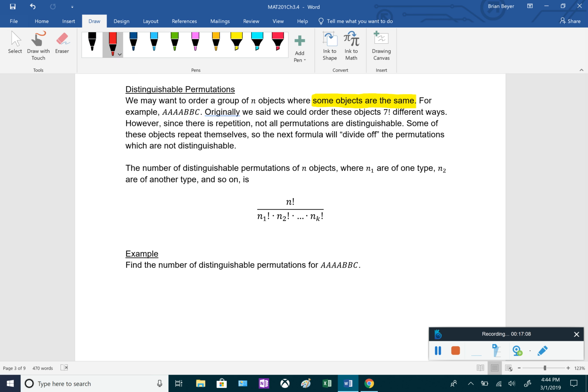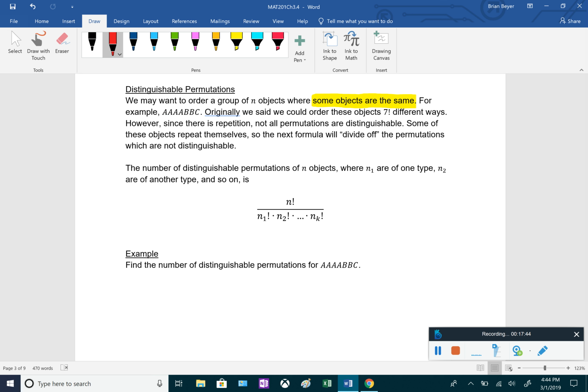There is repetition in this set of letters though, so not all permutations are going to be distinguishable. So if we have that first A and that second A, if we flip-flopped the order, technically it would be a different permutation, but it wouldn't look any different. So it wouldn't be distinguishable. Since some of these objects repeat themselves, this formula is going to divide off the permutations that are not distinguishable. So it's going to seem a little confusing. The example should clear it up though with the formula here.